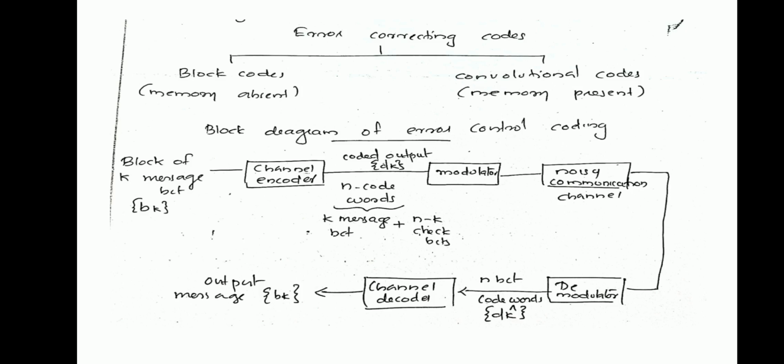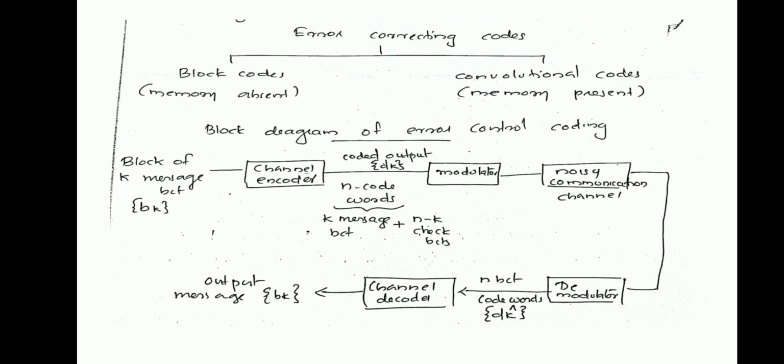Then we are modulating that coded output, and then that will be transmitted to the channel. So at the receiver side, the demodulator will demodulate that message and we will get this n-bit code word, which is represented as dk dash. From this n-bit demodulated code word, the channel decoder will generate the output message, which consists of k bits.